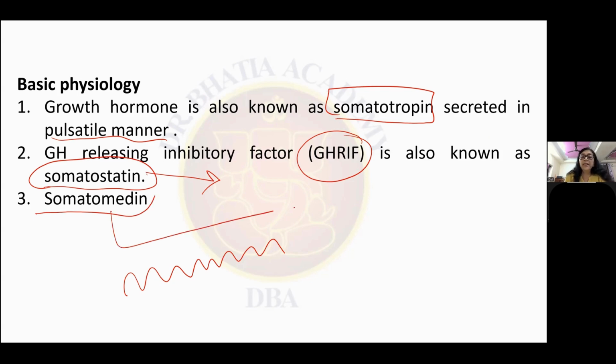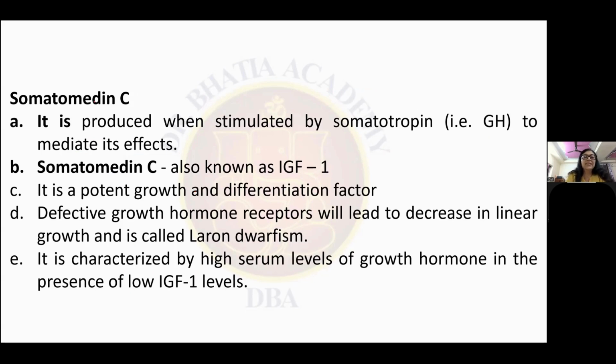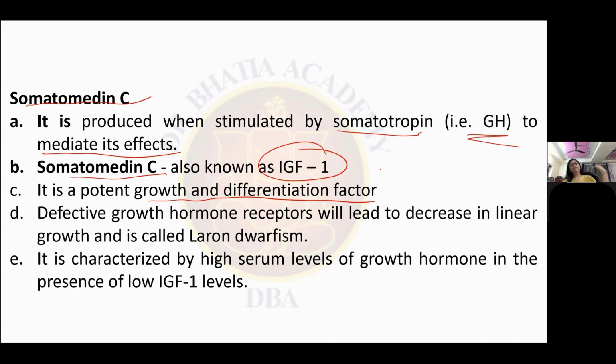Somatomedin is IGF-1. So somatomedin is the hormone which is stimulated by the growth hormone, and it goes and acts at the peripheral end organ. Somatomedin C is produced when stimulated by somatotropin, that is growth hormone, to mediate its effect. It is also known as IGF-1. It's a potent growth and differentiation factor. But defective growth hormone receptors will lead to a decrease in the linear growth and is called Laron's dwarfism.